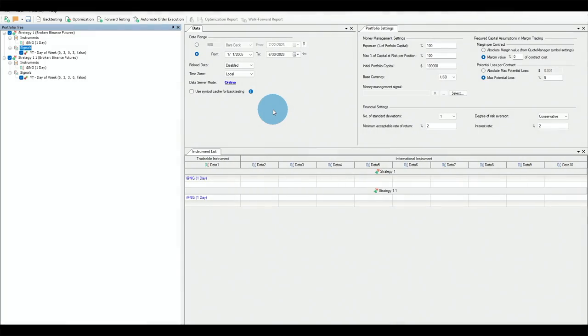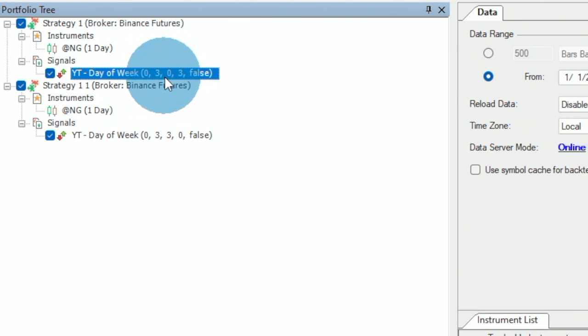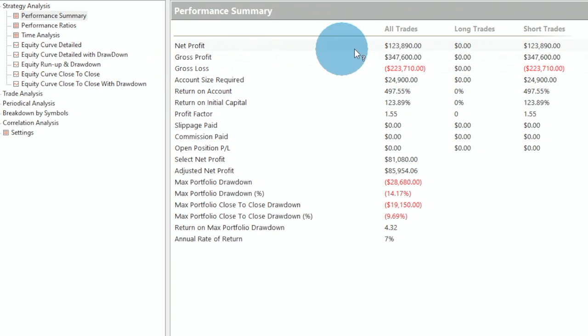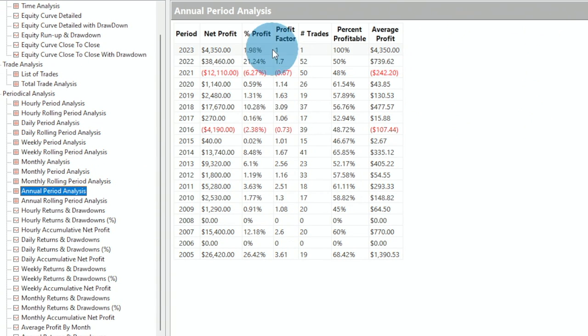Now, of course, you can combine these strategies together and they are not 100% correlated. So here, for example, I put natural gas and this one, we're still shorting Thursdays only, but this one using direction and this one using volatility as a filter. If we backtest them both, you can see now we are making 123,000 instead of the 140. And our average trade now jumps to 277, so that's very good. And our periodical analysis still looks very good.